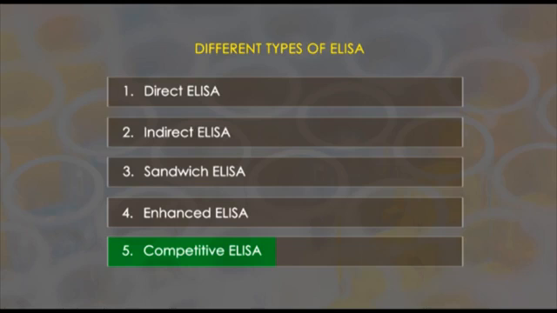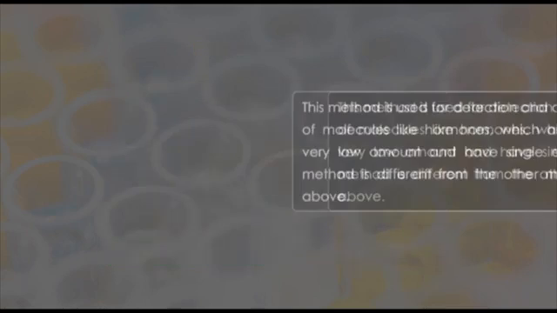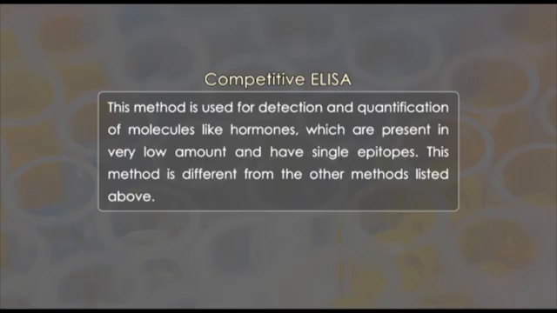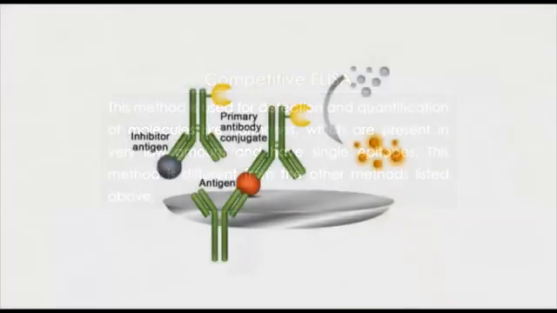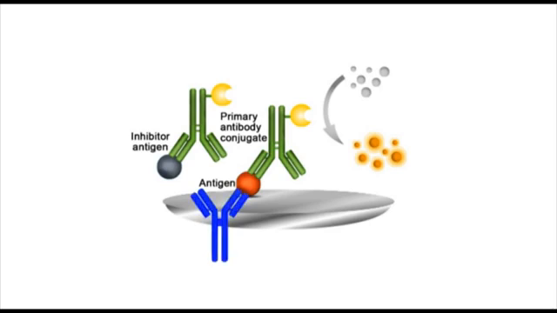Competitive ELISA. This method is used for detection and quantification of molecules like hormones which are present in very low amount and have single epitopes. This method is different from the other methods listed above. Here, the antigen to be tested from samples is added along with another antigen conjugated with enzymes. The two antigens compete to bind to the pre-coated antibodies on the plate.